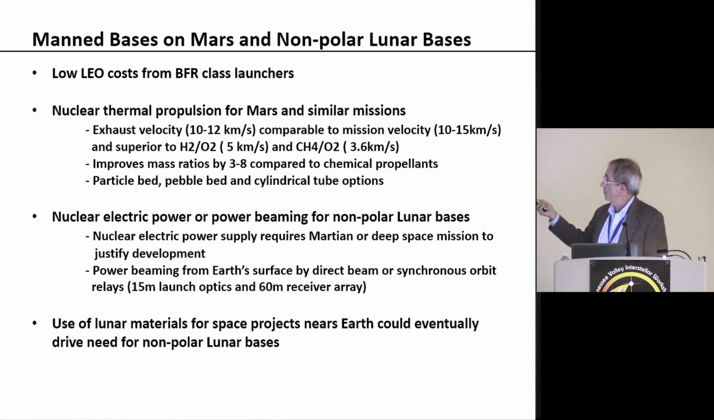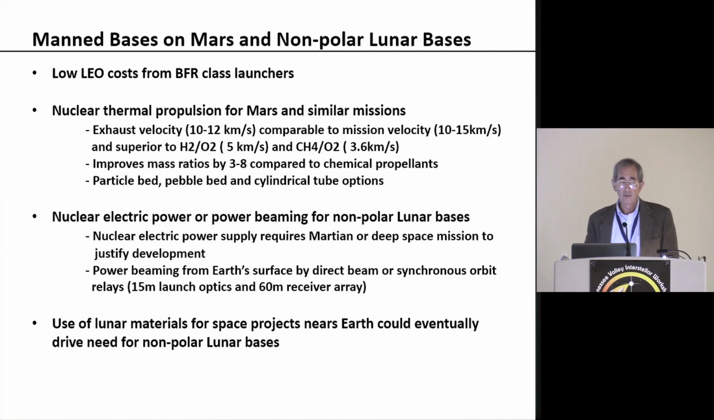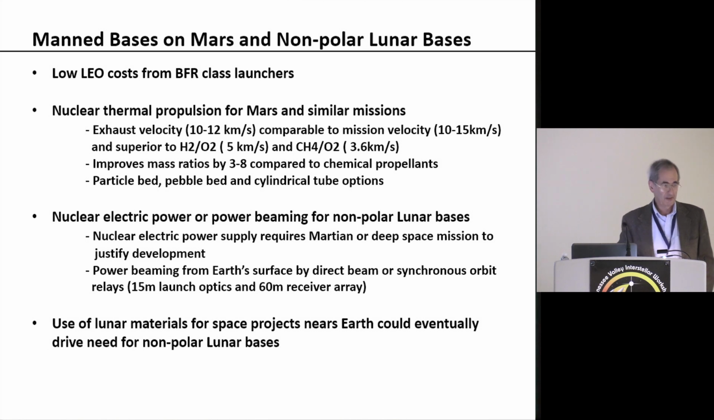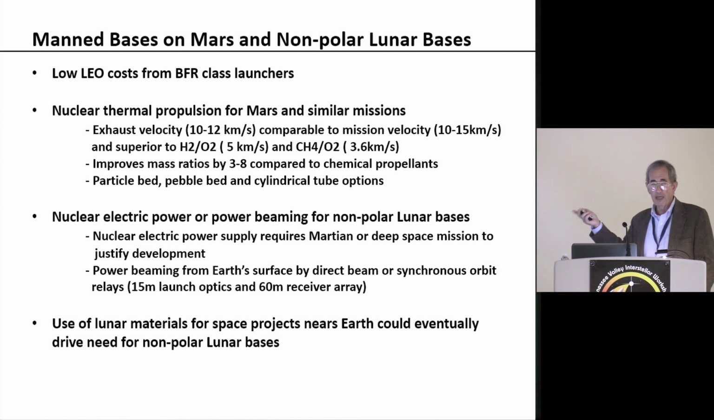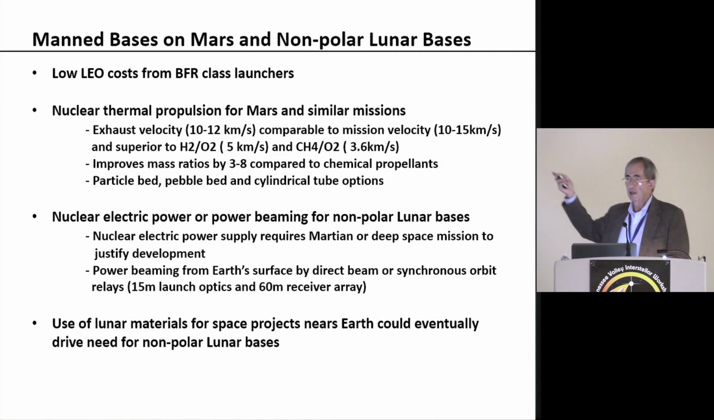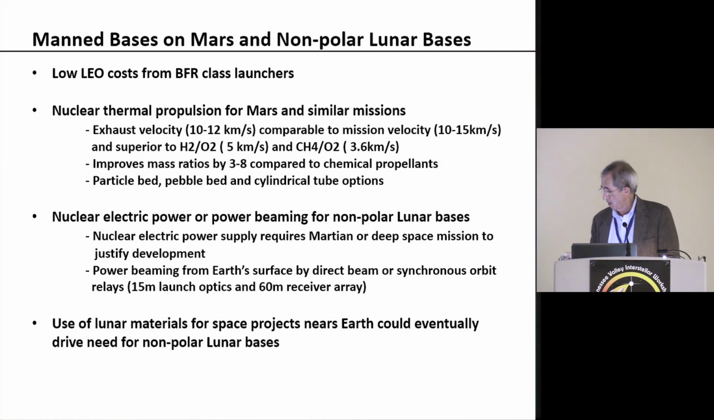Similarly, if you're trying to do power beaming from the Earth's surface, that's something we can conceivably do. Launch optics are in the 15-meter range. The receiver array, 60 meters. Talk to John, he'll wear out your ear talking about that subject. But again, I don't think you're going to get anyone to pay for that from NASA based upon trying to get a base on the moon at someplace other than the poles. You have to develop it elsewhere. I'll get back to that. Eventually, when we're building really massive things in space, and we need a lot of lunar material, that may be the thing that motivates you to go to non-polar locations.